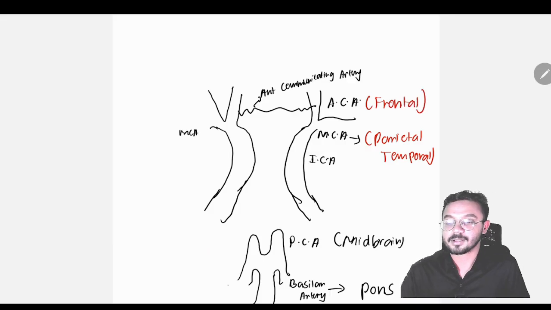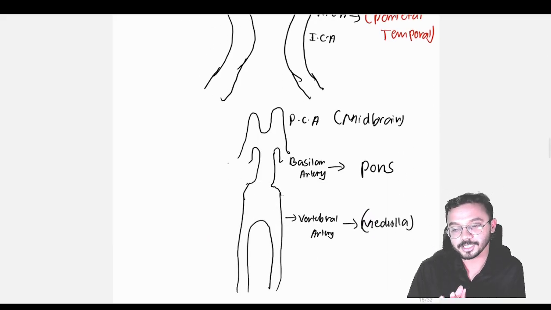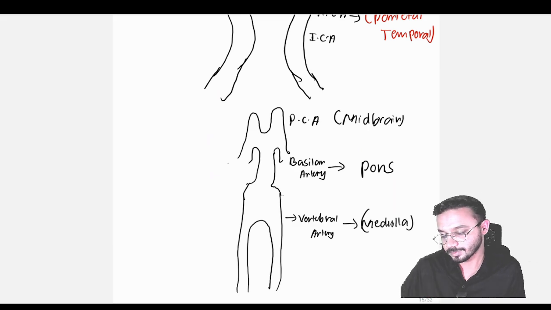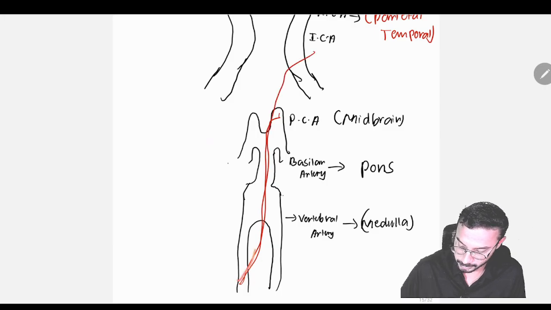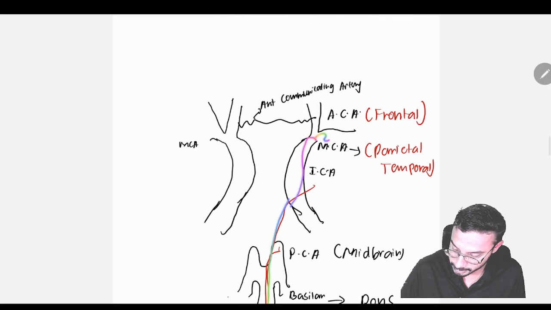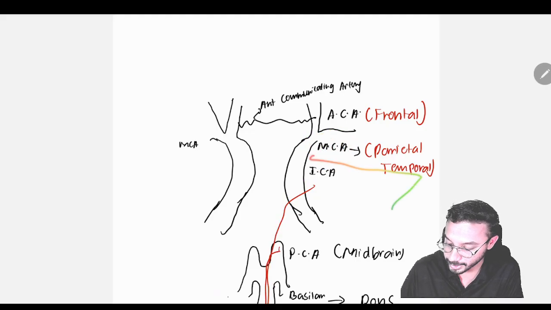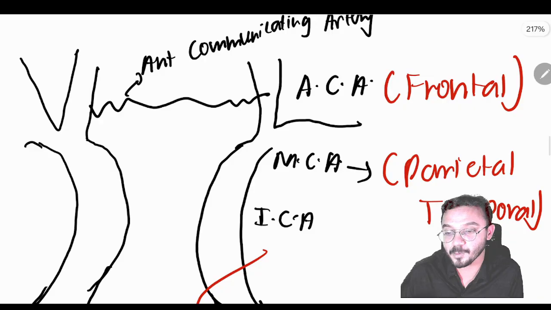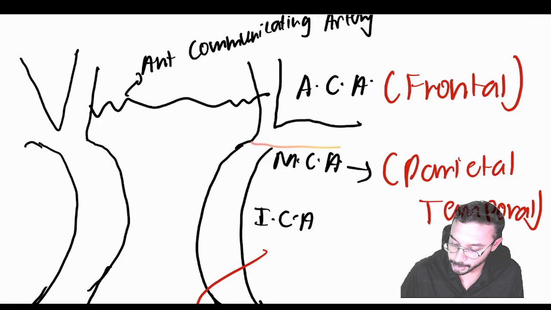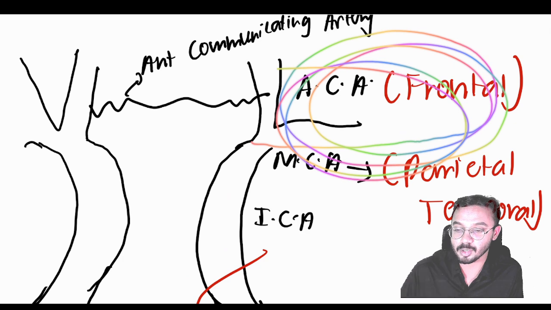Okay, so in stroke patients we will see the manifestations. Imagine the clot goes from the heart, goes from here, and blocks the middle cerebral artery, one of the branches of the internal carotid artery. So which lobes will get hampered and not function? Your parietal lobe and temporal lobe. And if the clot goes to the anterior cerebral artery, which lobe? The frontal lobe will get affected.